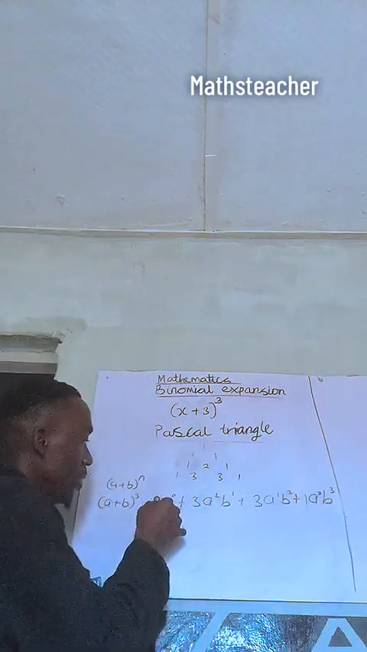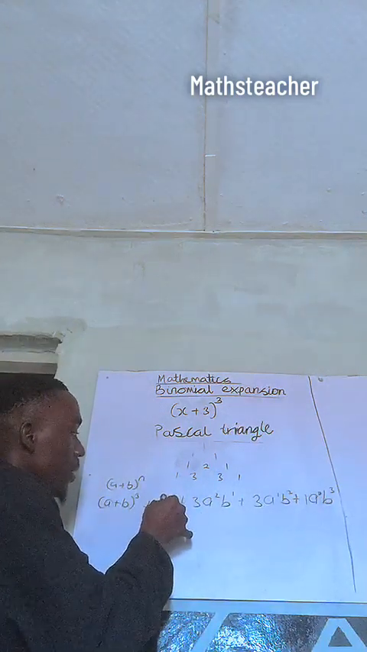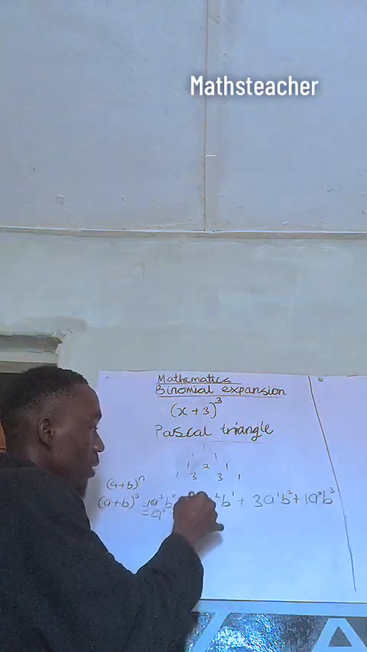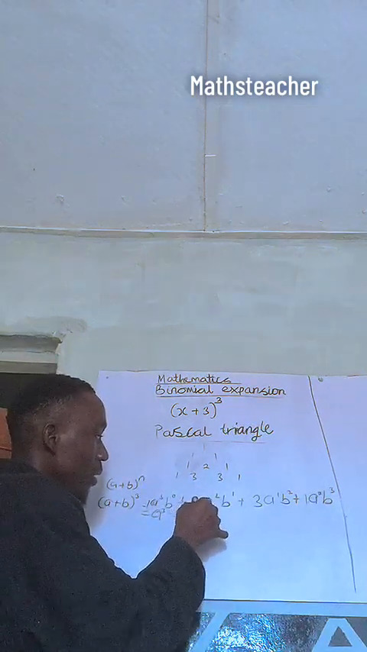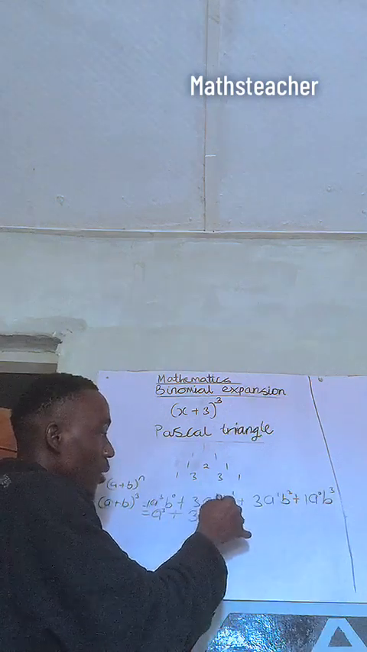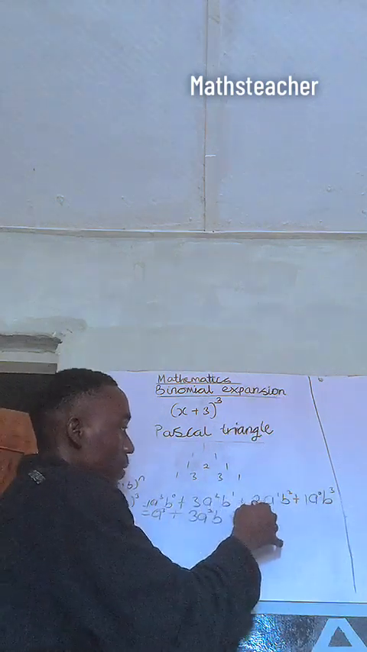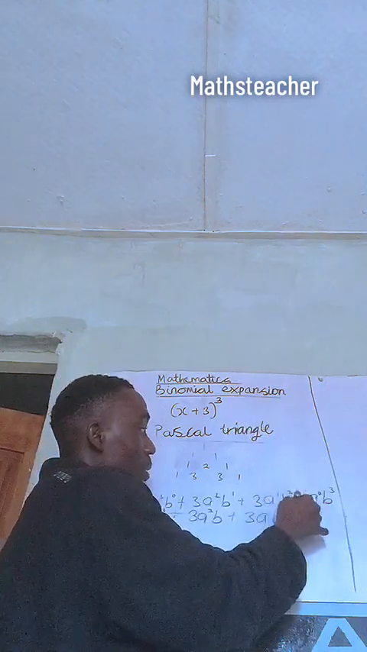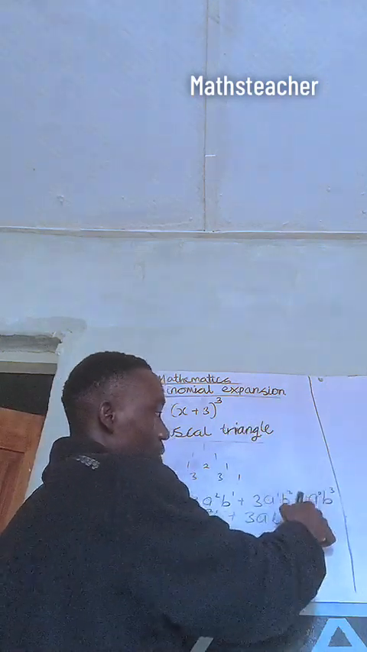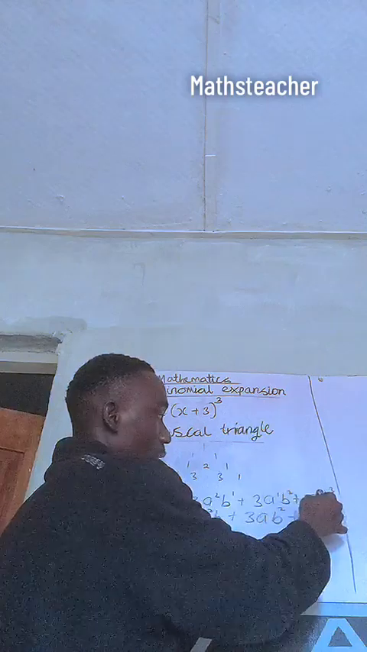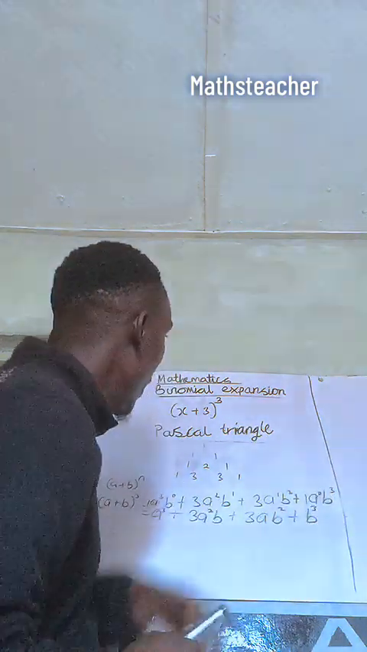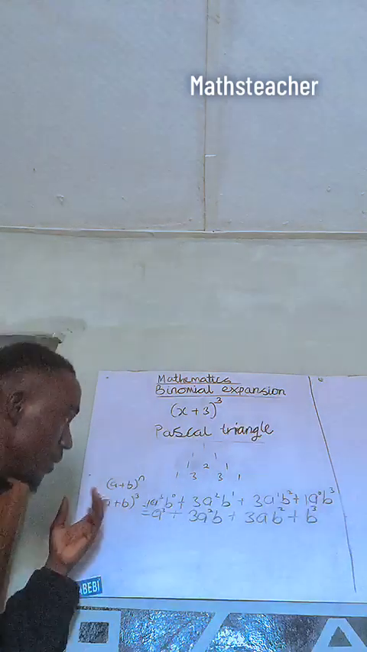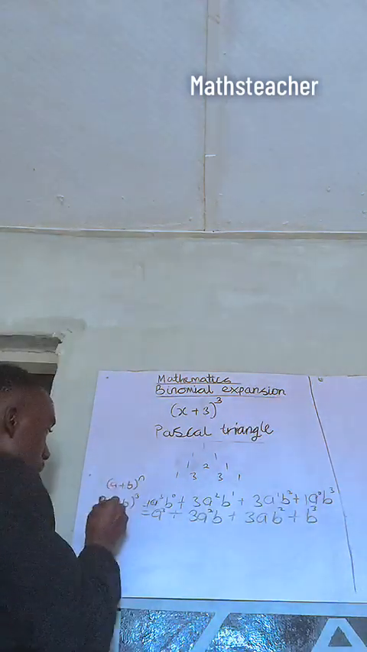So that will be a raised to power 3, times b raised to power 0, which is 1, then 3 a raised to power 2, b raised to power 1, plus 3 a, then b raised to power 2, plus a raised to power 0 is 1, then we have b cubed. Now relating (x + 3) cubed to this form.